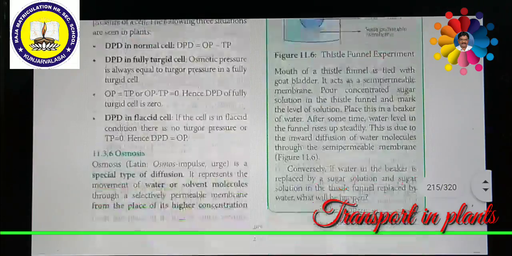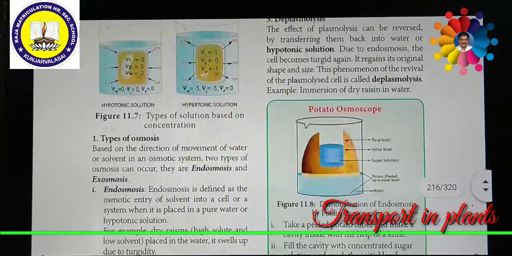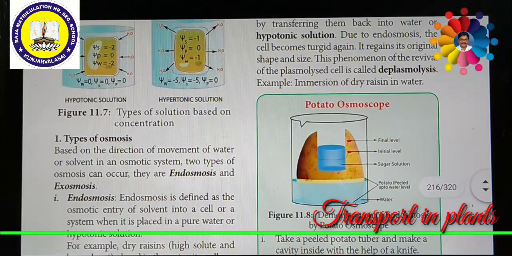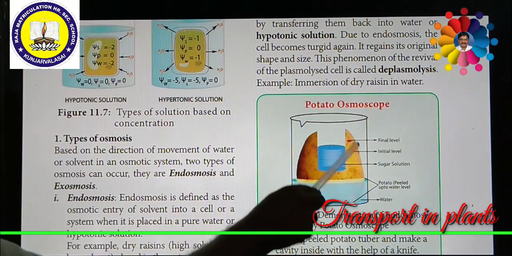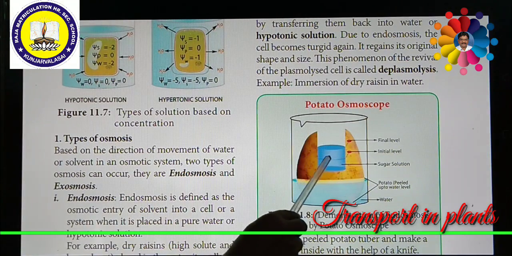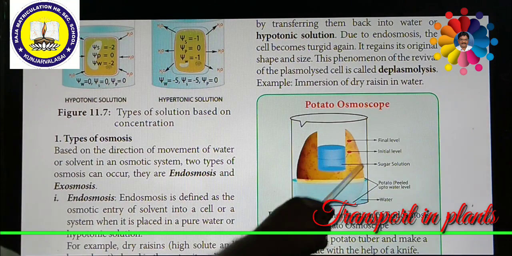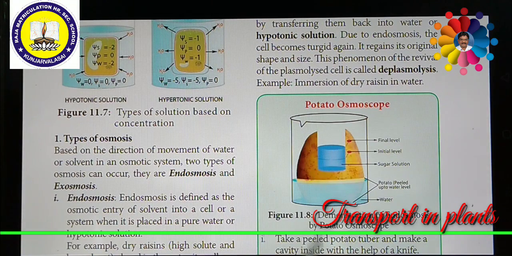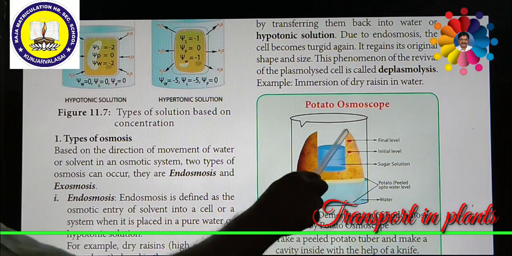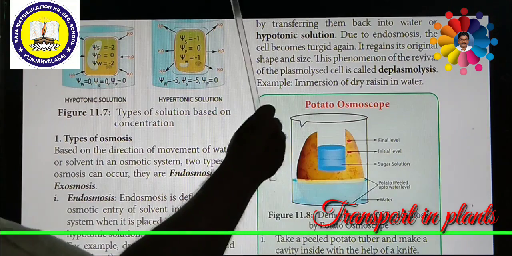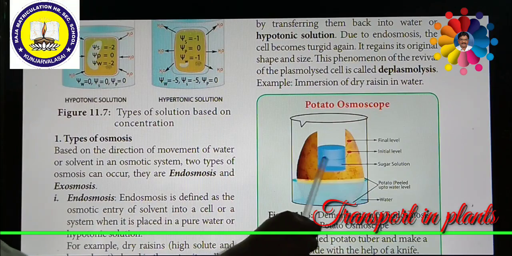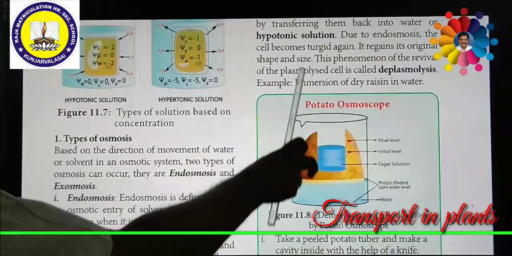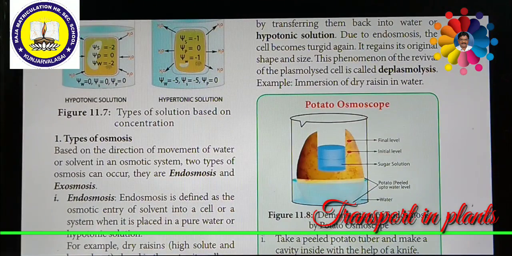Apart from this, we can understand the potato osmoscope experiment. We take a potato and remove the outer peel. Then scoop out a cavity inside. Inside the cavity, pour some sugar solution. Mark the initial level with a pin. Then keep this setup inside a beaker containing water. Leave it for some time.